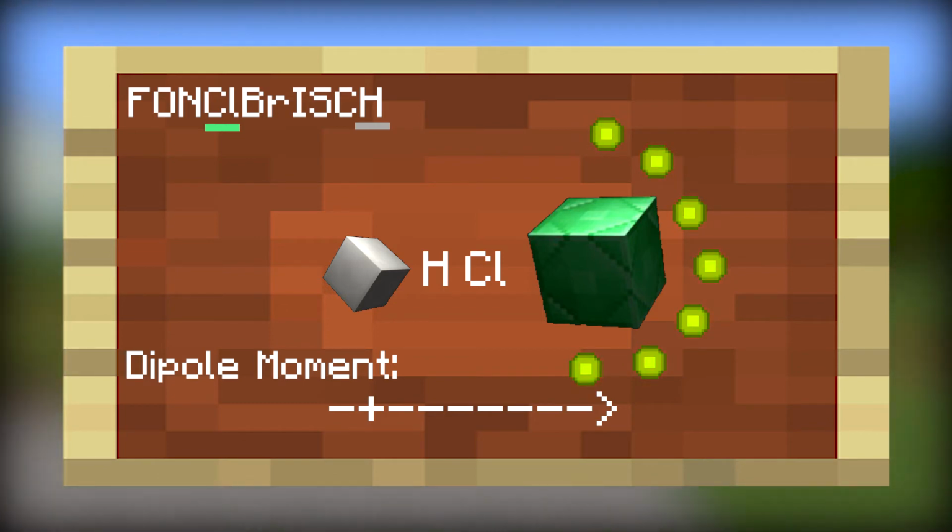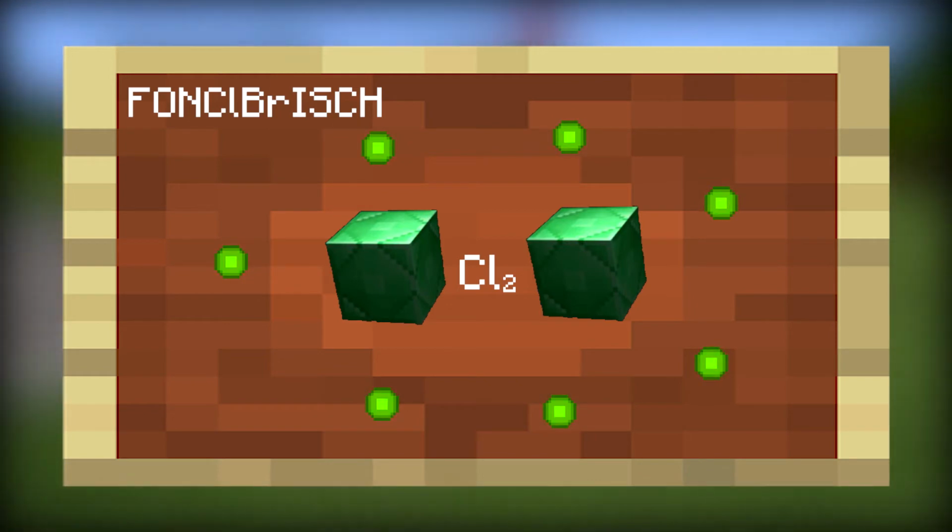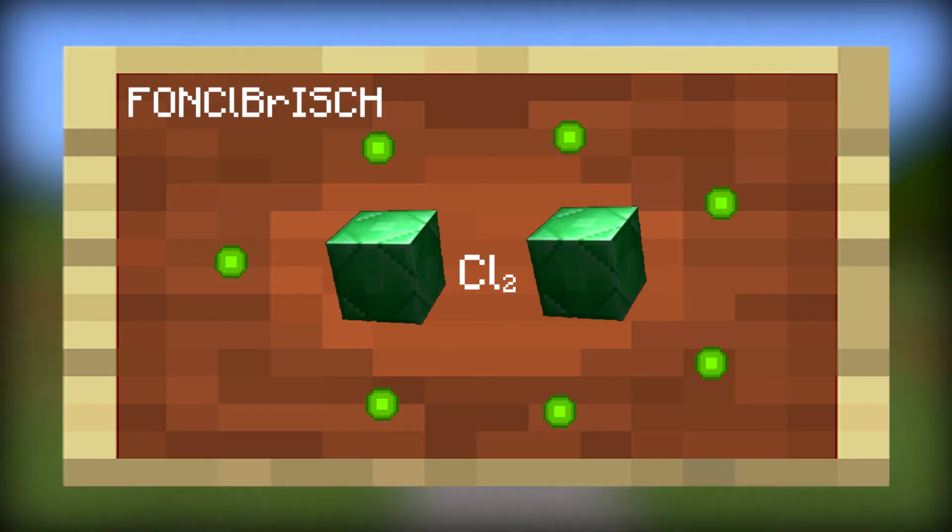The side with more electrons obtains a partial negative, as shown by the negative delta symbol, and the side with fewer electrons gets a partial positive, as shown by the positive delta. On the other hand, if you look at a nonpolar covalent bond, such as chlorine gas, you'll notice that the electrons are evenly distributed between the two atoms because they have similar electronegativity values.